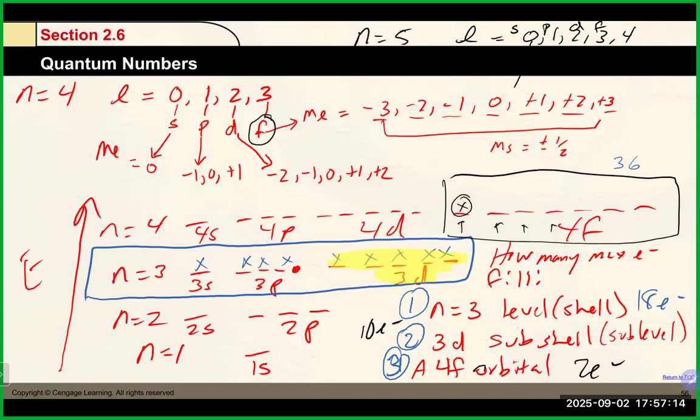So the idea of quantum numbers, which you do need to know how to do and obviously understand what they mean, is really the basis for what you probably did in the last class, which is electron configuration and writing electron configuration. So why don't we talk about that while we're here? Electron configuration, right?